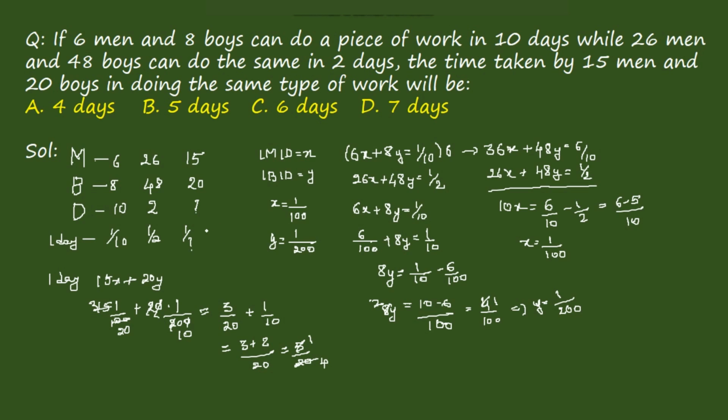So how much value did you get? 1 by 4. So the number of days required for 15 men and 20 boys to complete the work is 4 days. So the answer for this question is option A.